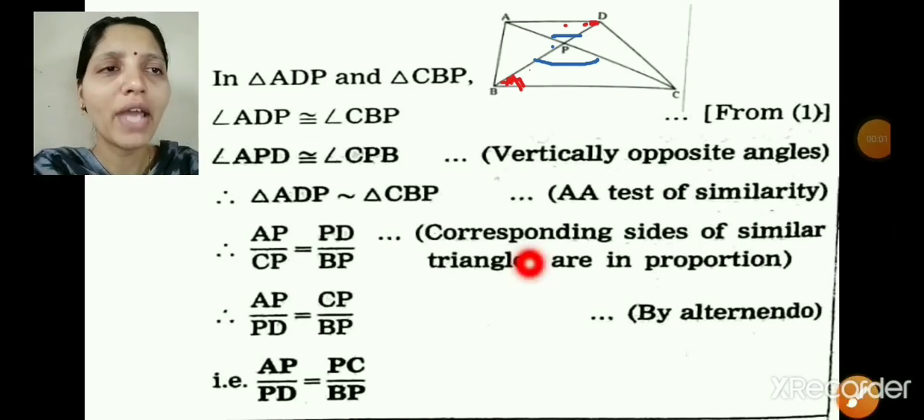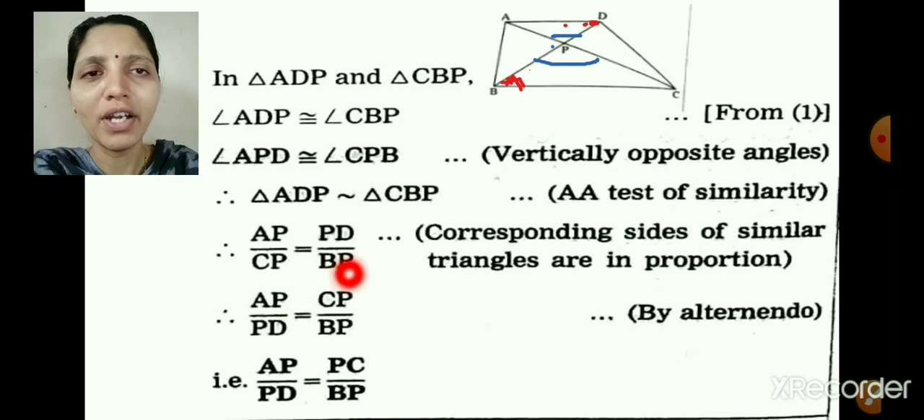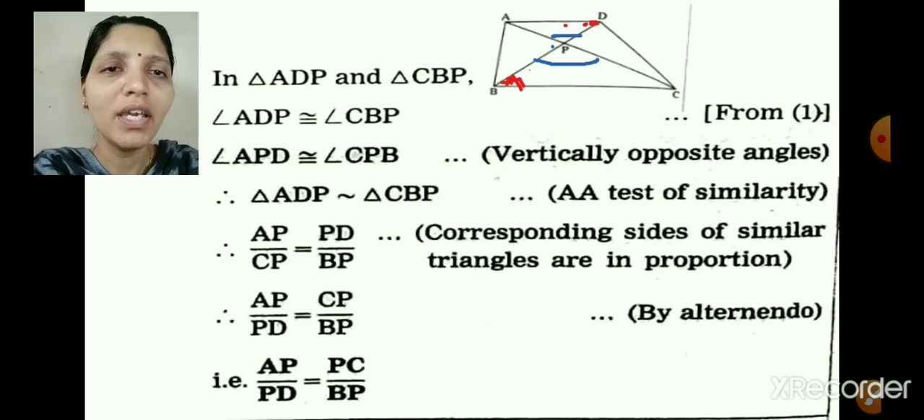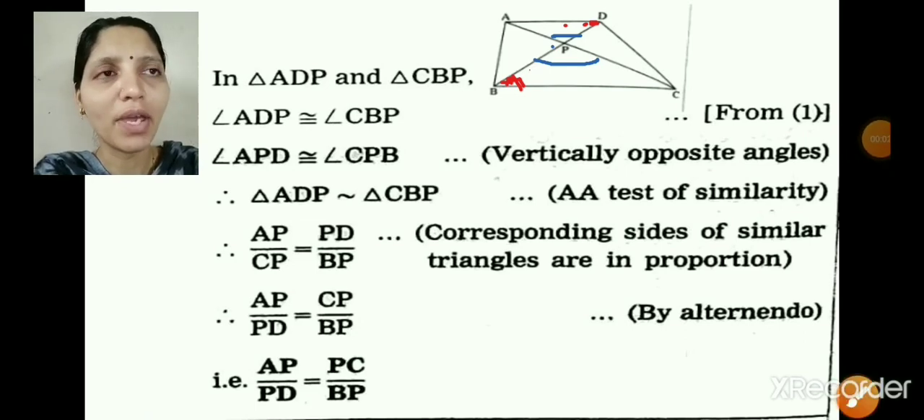Now we have to use the property of alternando, by which we can interchange the numerator and denominator of these two ratios. So let's see what we will get after alternando. AP upon PD is equal to CP upon BP. That is nothing but AP upon PD is equal to PC upon BP. Hence we have proved. So now let's try to solve some MCQs.